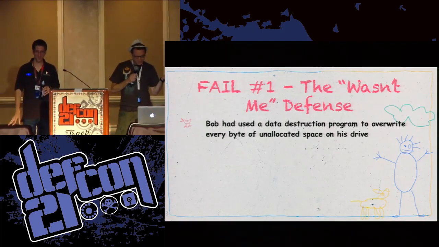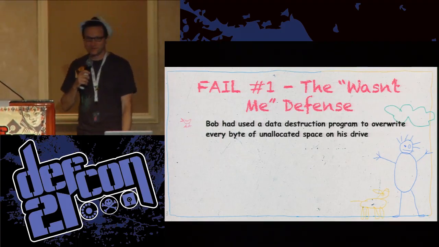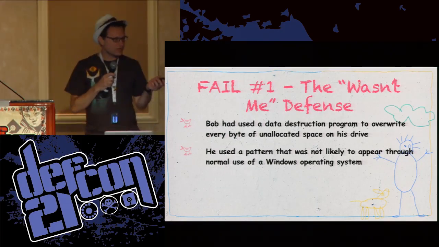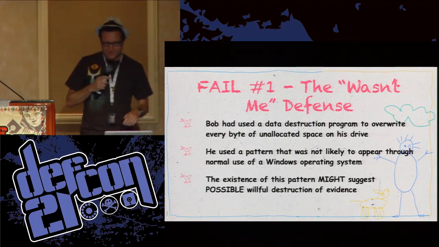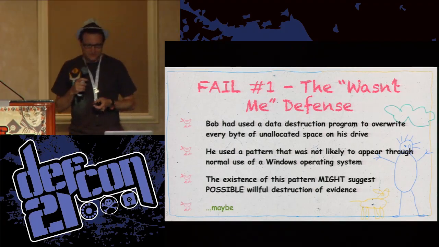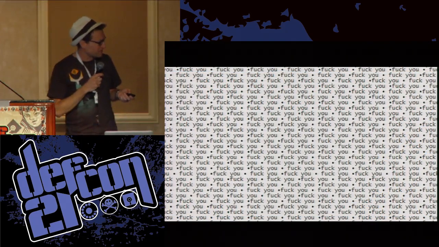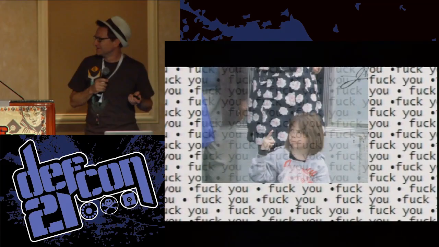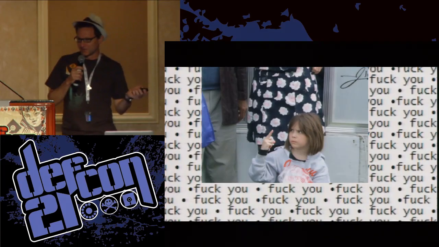So, Bob apparently had used some kind of data destruction program that can overwrite every bit of unallocated space. He used a pattern that, however, was not really commonly used by Windows or any of the other utilities I've seen. Might have been something custom. So I thought, this might suggest something bad was happening here. Let's take another closer look at this. So we're going to zoom in. We're going to look at this on a molecular level now. I think we need to zoom in a little bit more.